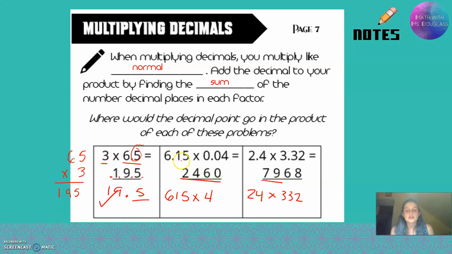In 6 and 1500s, there are 1, 2 digits that come after my decimal point right here. And in 400s, there are 1, 2 digits that come after my decimal point right here. Finding the sum means add them up. 2 plus 2 is 4. So my decimal point should go somewhere where there are 4 digits coming after that. Okay, if I put it right here, oopsie. If I put it right here, there is 1, 2, 3, 4 digits that come after that.